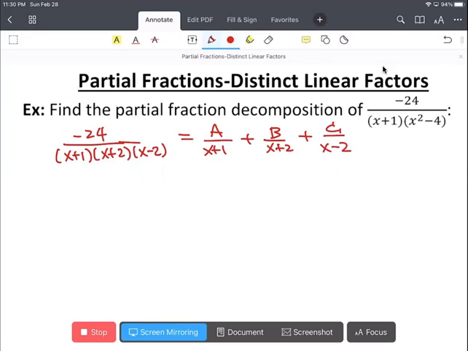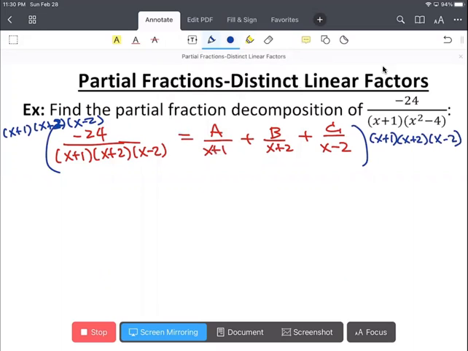You can switch it around. You can write it as A over x plus 2 or A over x minus 2 and so on. So that doesn't really matter. And now I'm going to multiply both sides by the least common denominator, which is x plus 1 times x plus 2 times x minus 2.